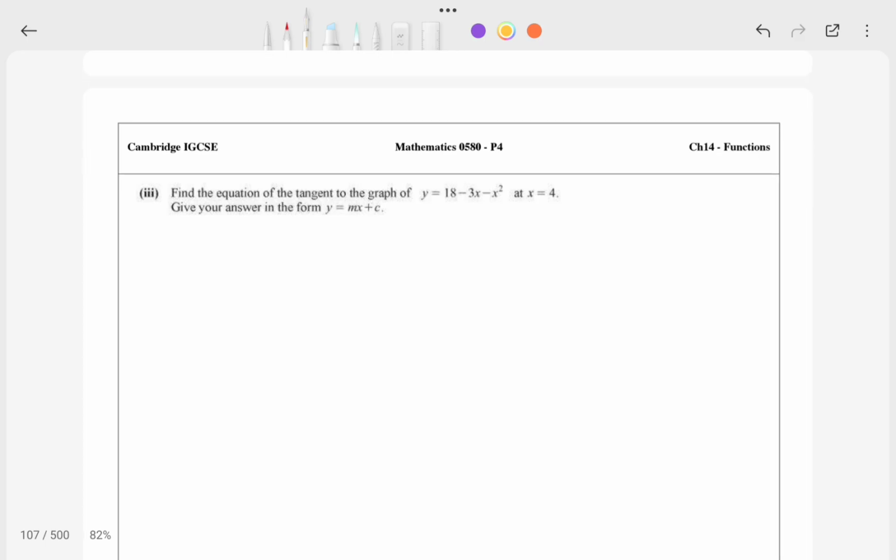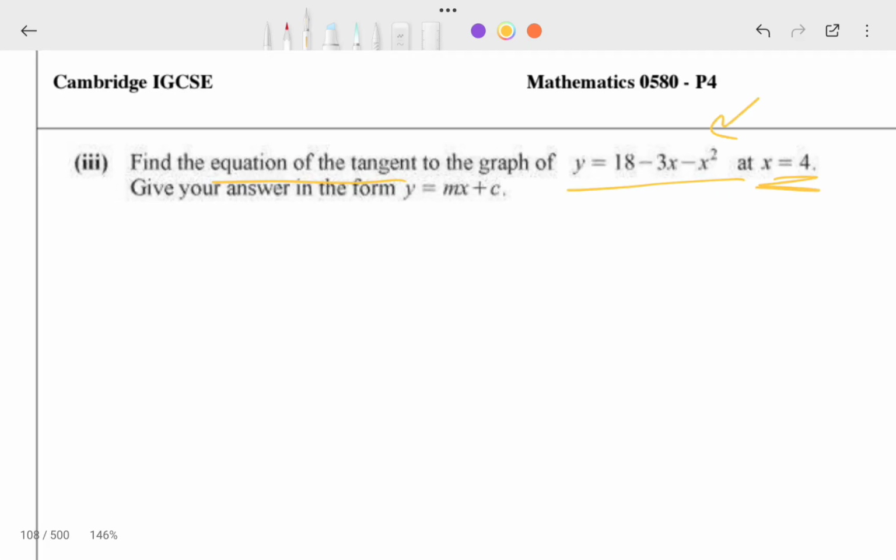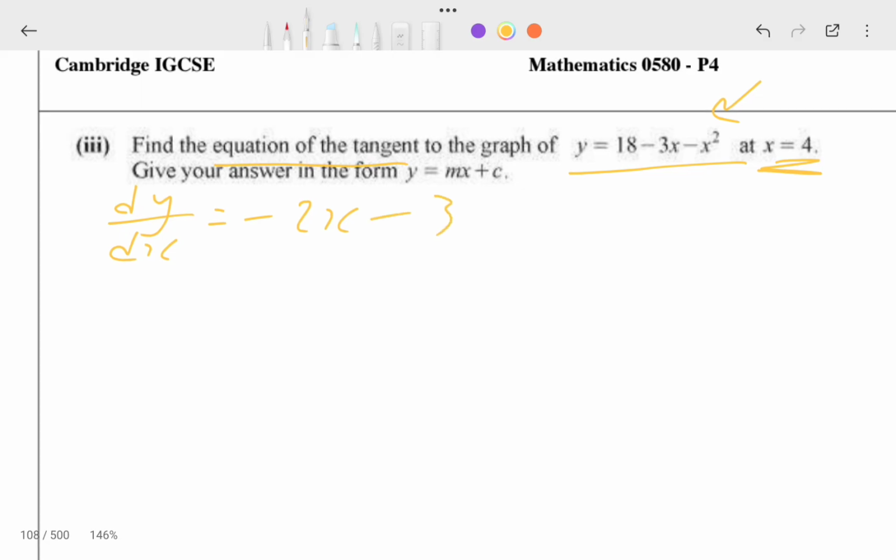Okay, next part. Find the equation of the tangent to the graph y is equal to 18 minus 3x minus x square at x is equal to 4. Give your answer in the form of y is equal to mx plus c. Okay, we need to find equation of tangent. Now first we can find the gradient of the tangent. As we know that this equation is intercepting with the equation of tangent, so first we will do dy by dx to this equation. So answer will be minus 2x minus 3.